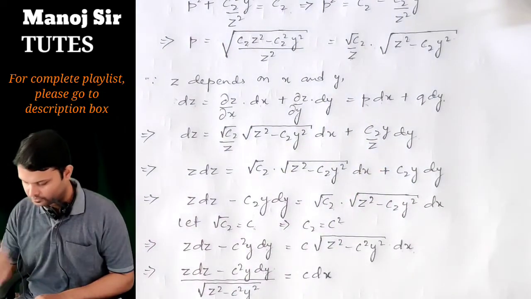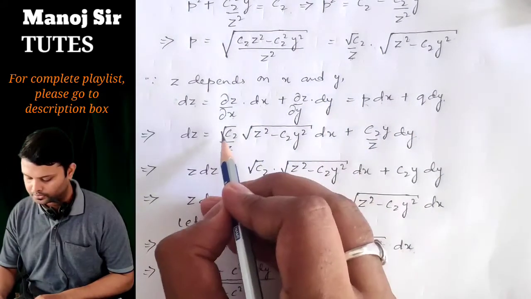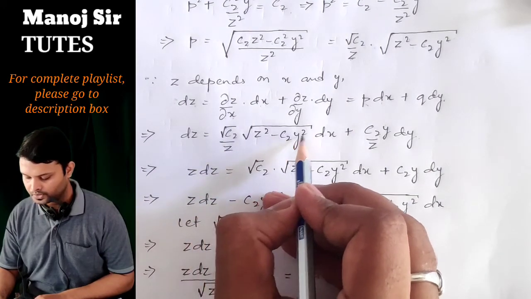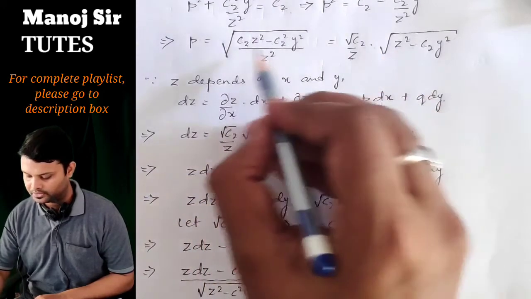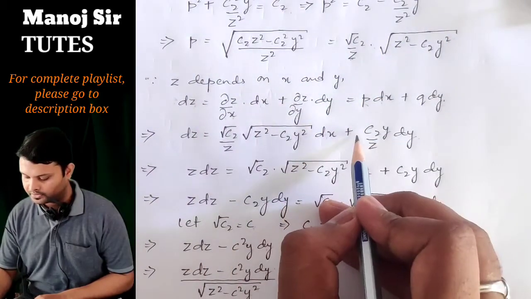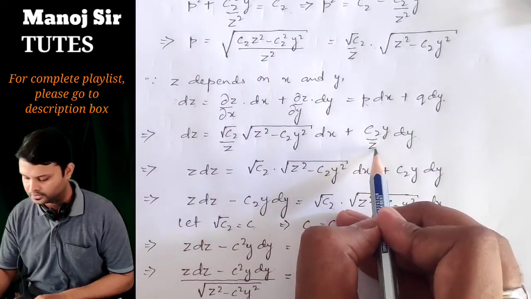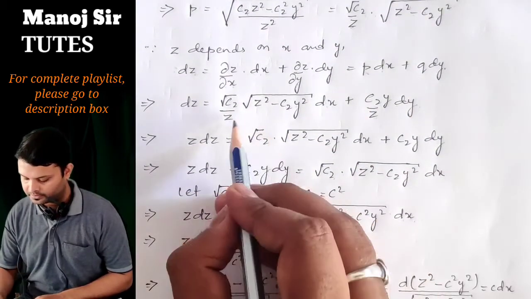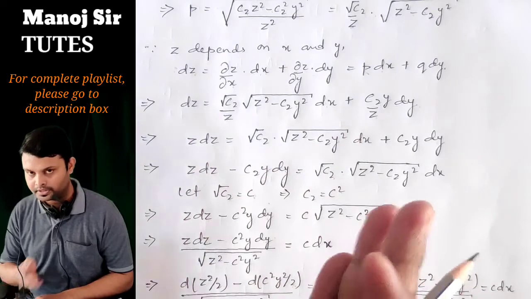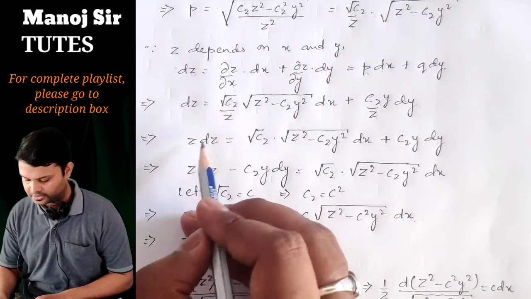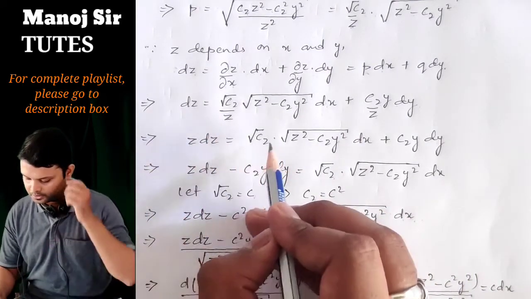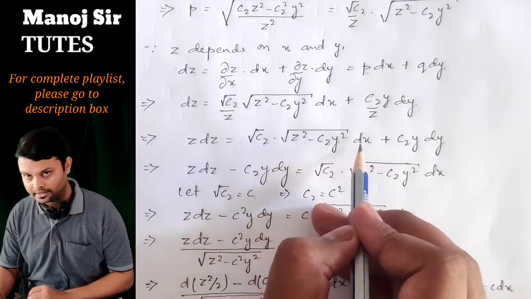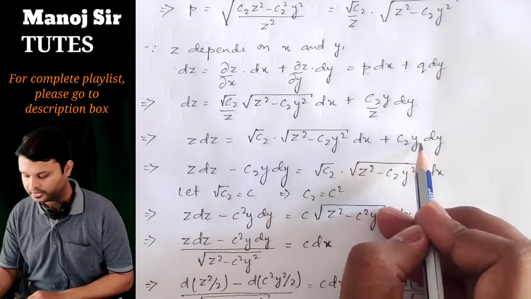So we know the value of p, that is root of c2 upon z into root of z square minus c2 y square dx. Okay, this is the value of p. And what is the value of q? That is c2 into y upon z into dy. Now you can see here we have z in the denominator, so we can take that to the LHS, that is z into dz equals root of c2 into root of z square minus c2 into y square dx plus c2 into y dy.